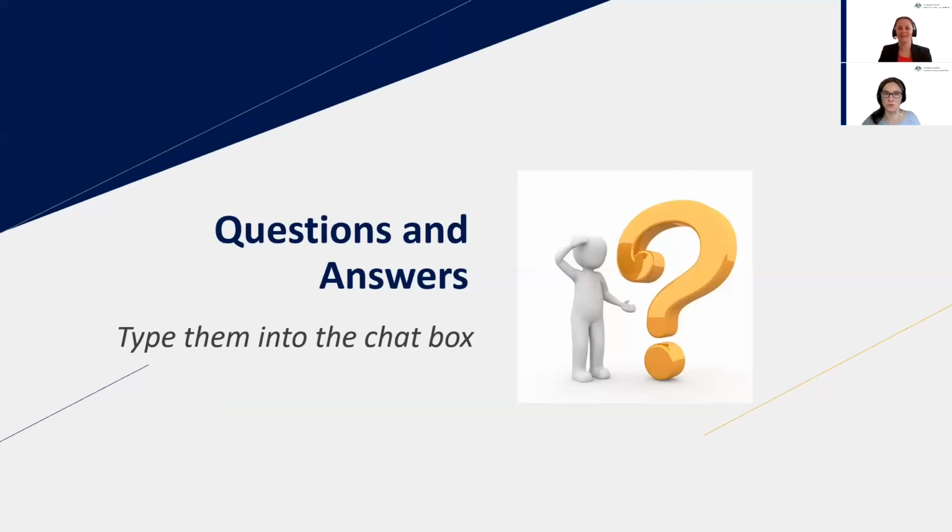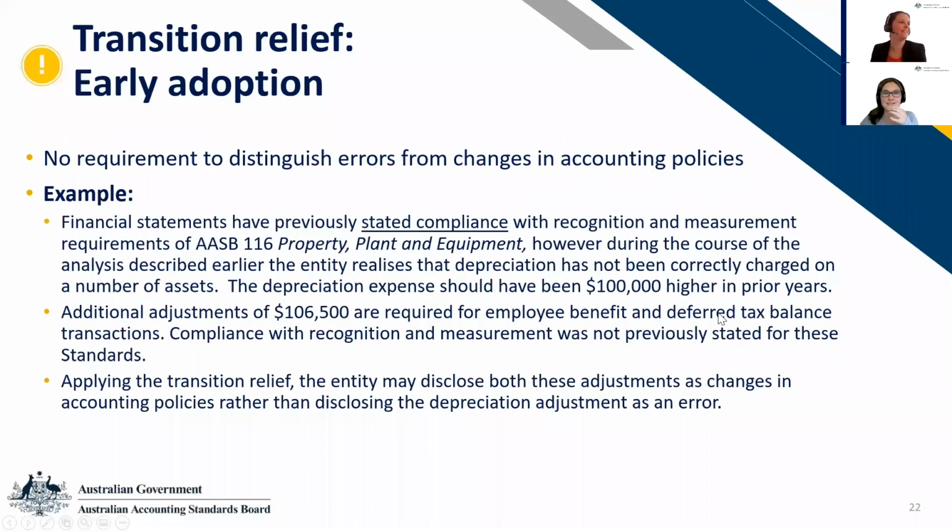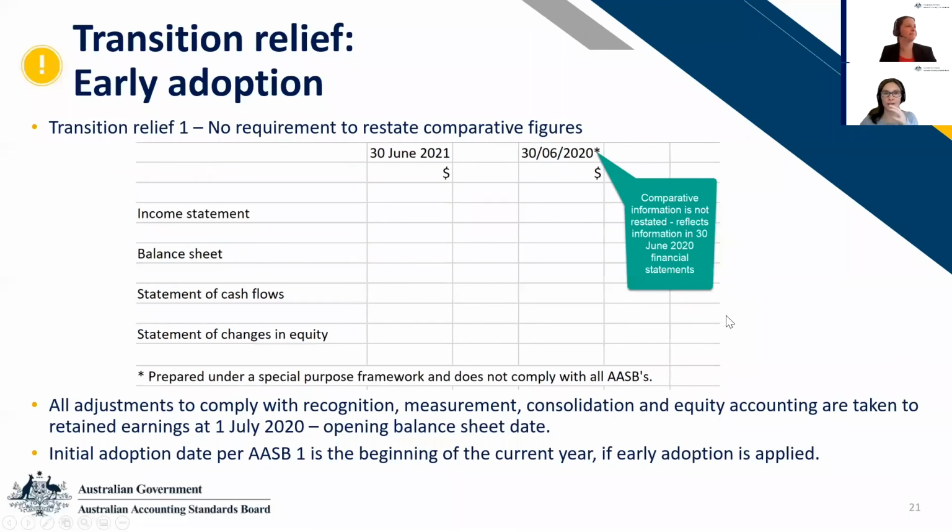So comparatives wouldn't change. Can you go back to that picture, Kim? That might be an easier way to see it. Yeah, so your comparatives don't change. So 30 June 20 stays the same. The second after 30 June 20, so one second past midnight on the 1st of July 20, is when you put all those changes through. That's where retained earnings changes, because at that date, everything has to comply with recognition, measurement, consolidation, and equity accounting.